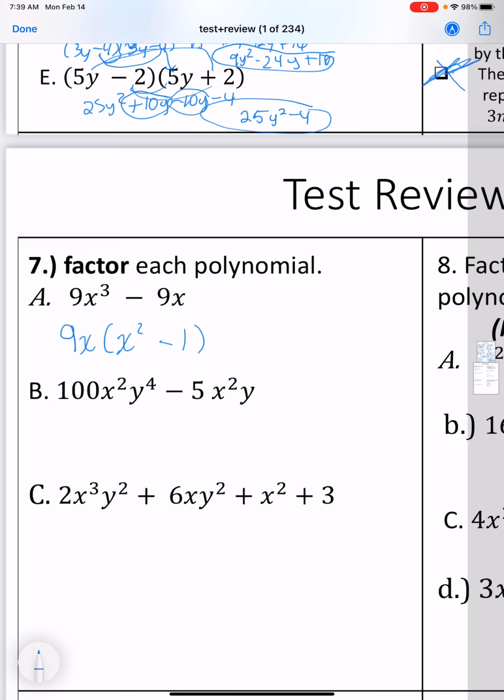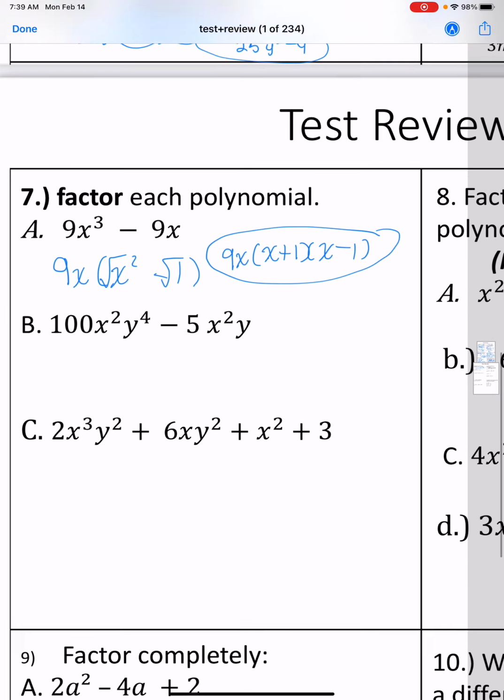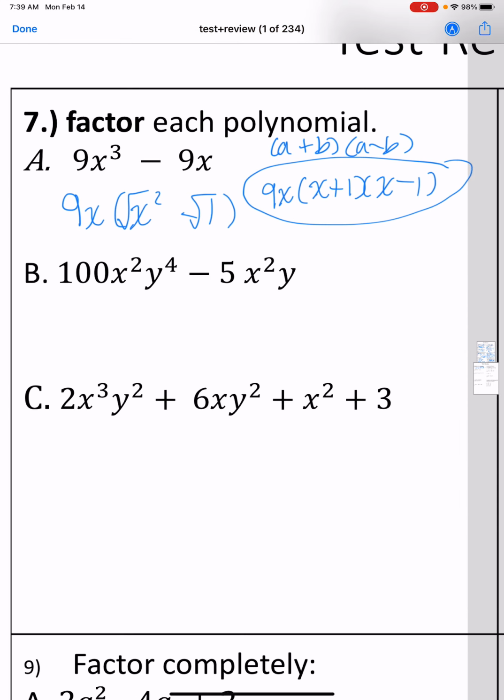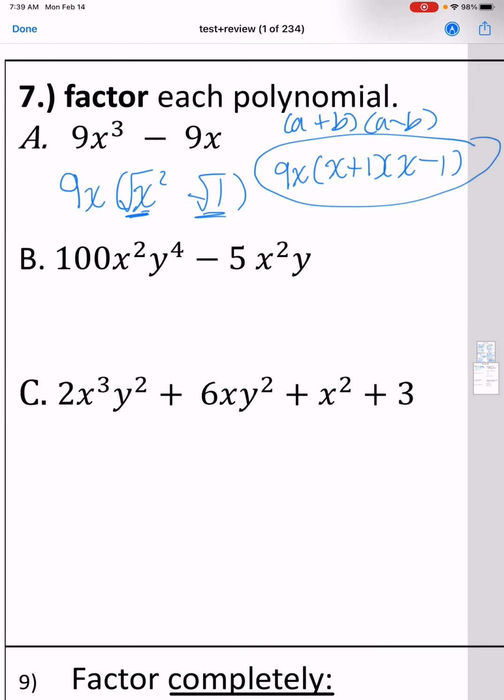And in this case, on the inside of the parentheses, I do have a special case left over. This is a difference of squares. So I would find my square root of both of those things. We'd have 9x times x plus 1 and x minus 1, because the formula for difference of squares is you add and then you subtract. And I knew that there was a difference of perfect squares because it's a subtraction sign and two perfect squares.